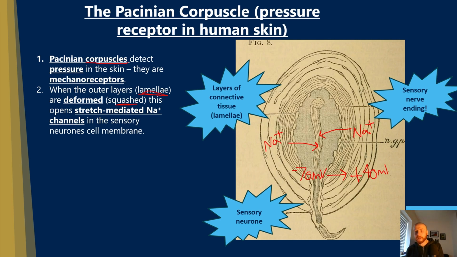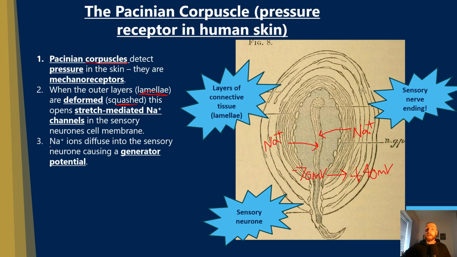Now, don't get too hung up on these numbers because different textbooks report it in different ways. So I've seen resting potential as minus 65, and I've seen the action potential as plus 30, plus 40, something around that region. But the idea is it goes from very negative to very positive.